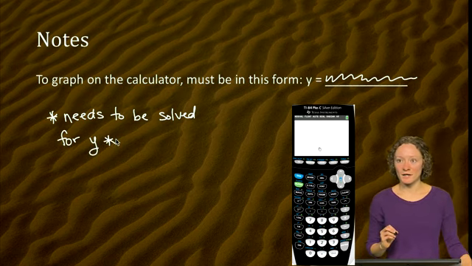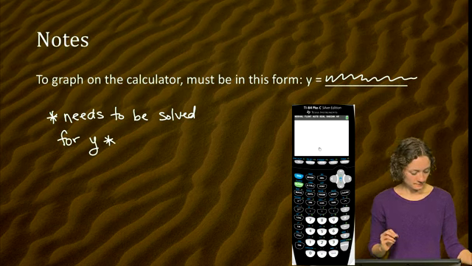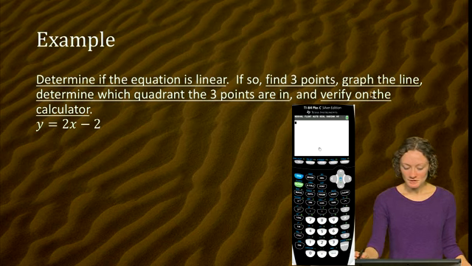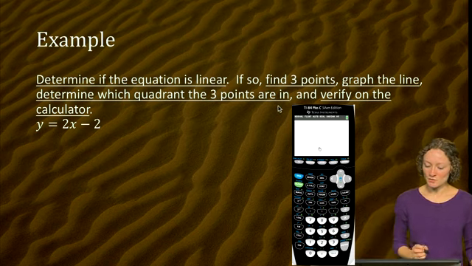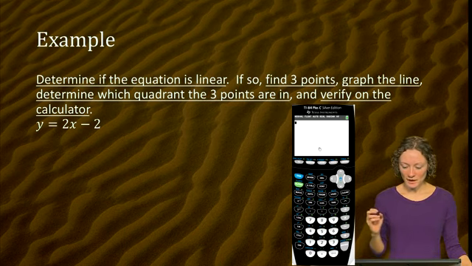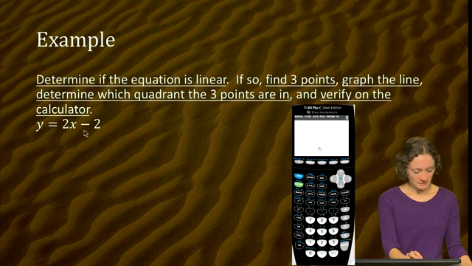Needs to be solved for y. Okay, so let's see an example where we use the calculator. Here's what we're going to do. Determine if the equation is linear. We're going to do so by looking at the calculator. If so, find 3 points, graph the line, determine which quadrant the points are in, and then verify on the calculator. Okay, so let's take a look at this one on the calculator.